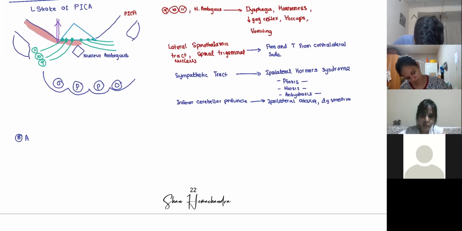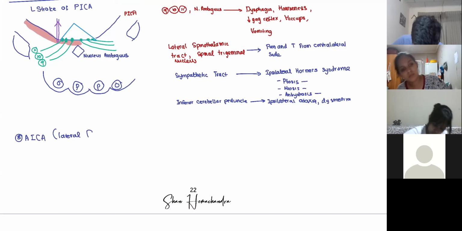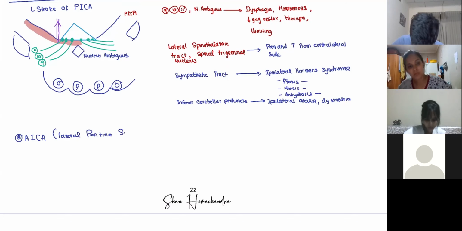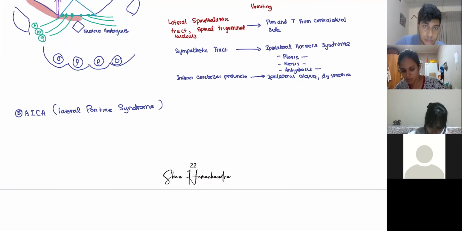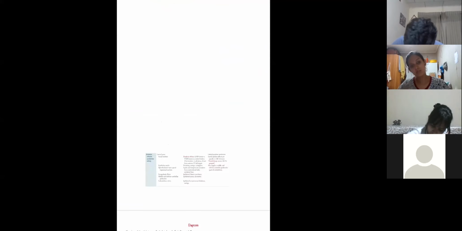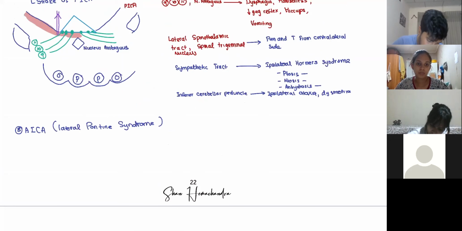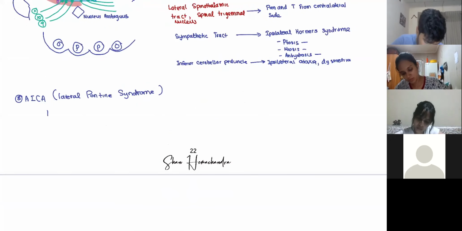That one is anterior inferior cerebellar artery. This is called lateral pontine syndrome. Okay. So just to save some time, I will not give you guys any diagram for this, but basically it affects the facial nucleus.